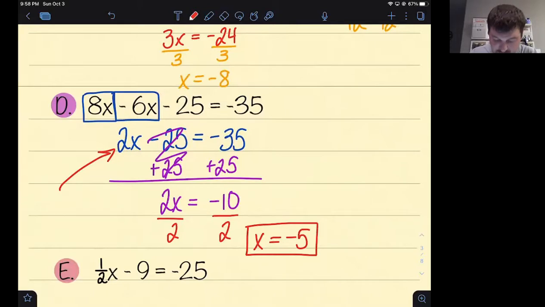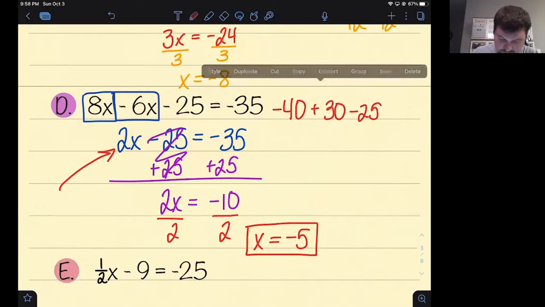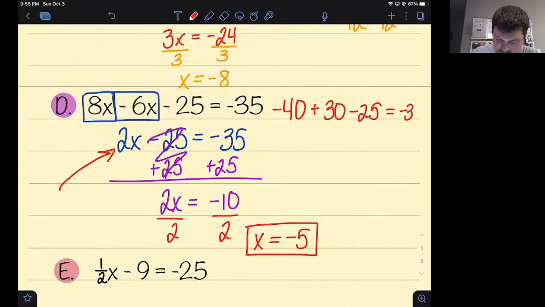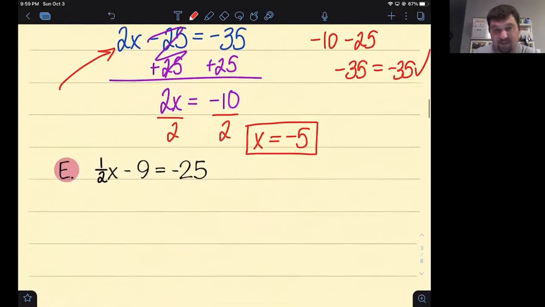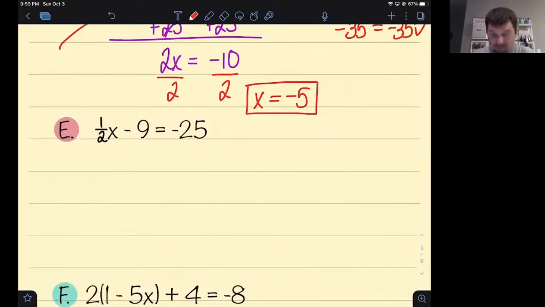If I plug it in originally, I know 8 times -5 would give me -40. I know -6 times -5 would give me +30. And that should all give me -35. -40 and 30 gives me -10. -10 and -25 gives me -35. And I know I have the right answer. x equals -5. Okay, next one, example E.